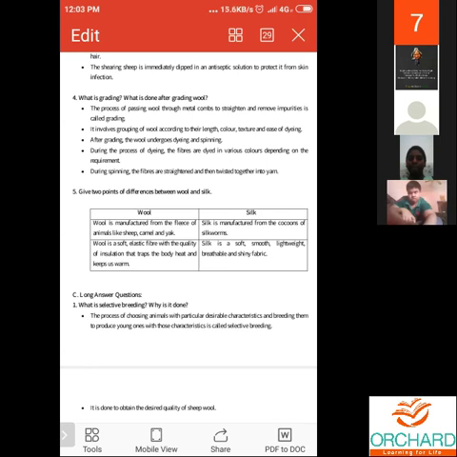One, how do we get wool? From the fleece of animals like sheep, camel. Silk is obtained from the cocoons of silkworm. Wool is a soft, elastic fiber with the quality of insulation that traps the body heat and keeps us warm. Silk is a soft, smooth, lightweight, breathable, shiny fabric.